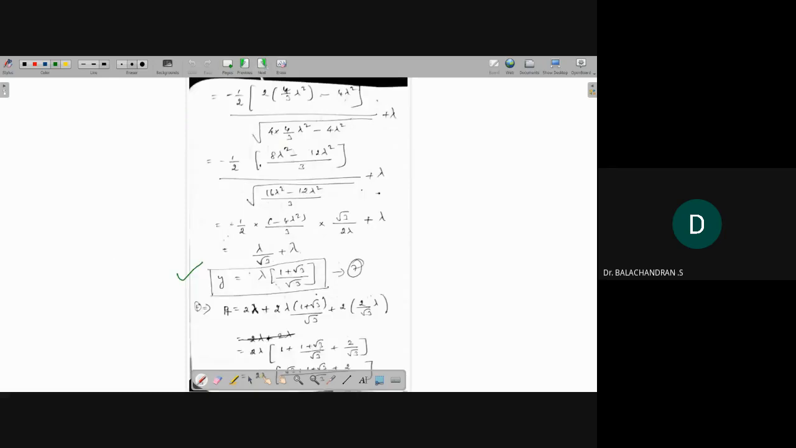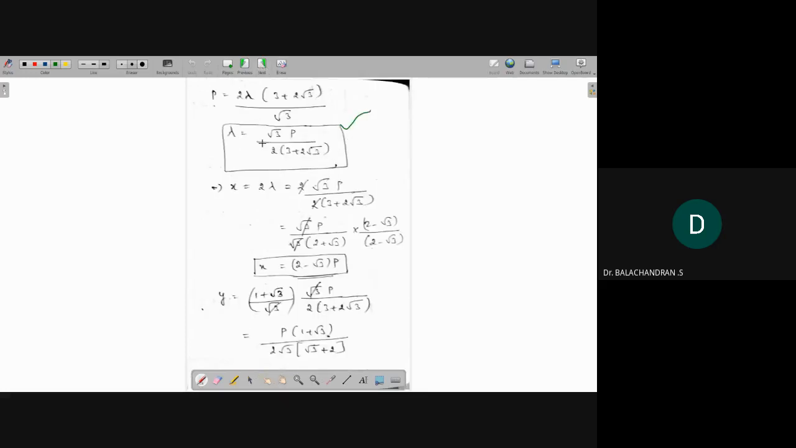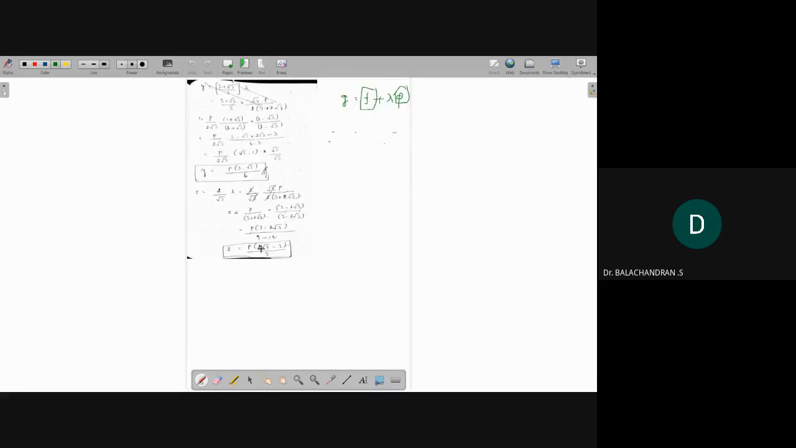Now you have equation 4, the perimeter equation, that is P equal to x plus 2y plus 2z. In that equation, you should substitute and get lambda in terms of P. Once you get lambda in terms of P, substitute the value of lambda in x. x is equal to 2 lambda, you know that. So instead of lambda, you should substitute this one. Similarly in y, similarly in z. So this is the method. The answer is also here, but I gave the idea. You try yourself and check the answer.